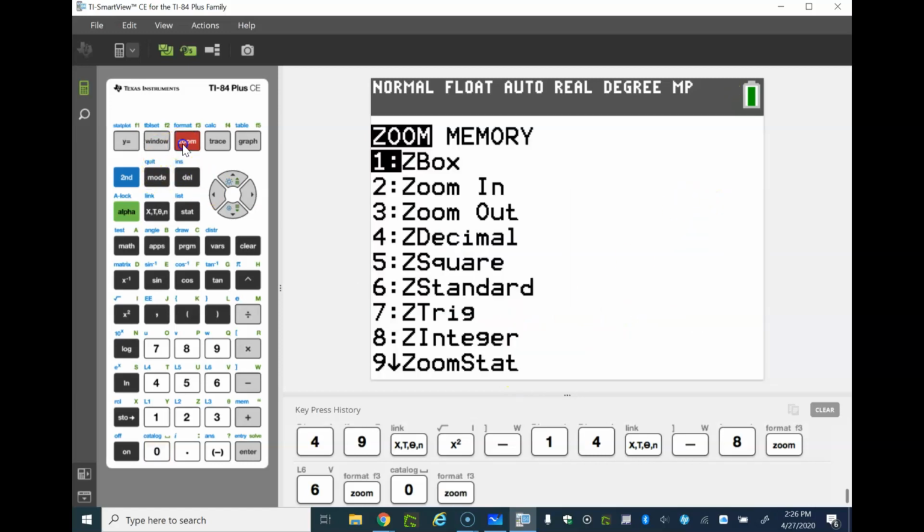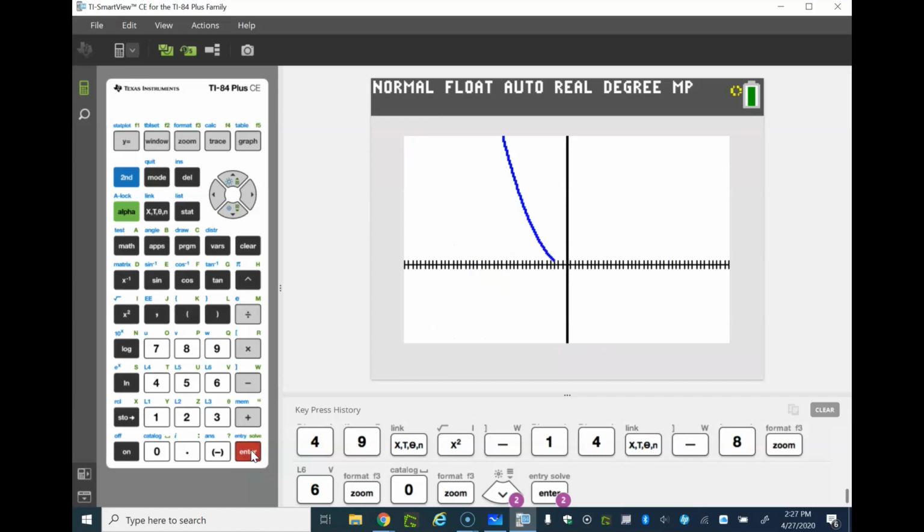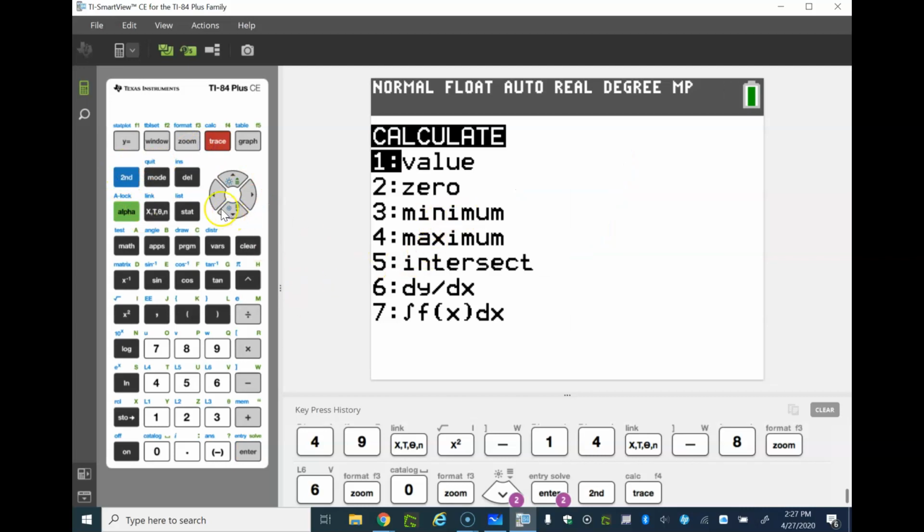And if you need to, sometimes you have to zoom out or in. Zooming out helps a lot when the graph looks really big, and it makes it like a perfect shape here. If you need to zoom out again, you just hit enter. You don't have to hit zoom and then go back to get it. You can just hit enter and it zooms out again. But this is all we need now to figure out what the vertex is. So second trace, it's another minimum.